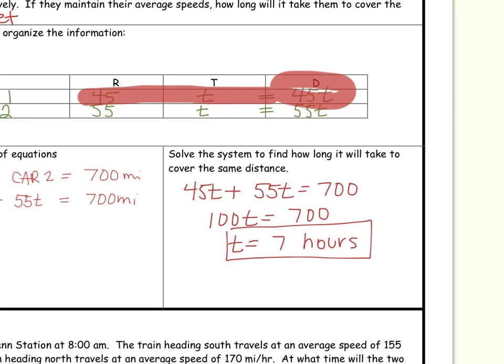The question didn't ask this, but if we want to know how far car 1 and car 2 drove, we know that car 1 is 45t and the time was 7 hours, so car 1 covered a total distance of 315 miles. Car 2's distance was 55t, or 55 miles per hour. Car 2 also traveled for 7 hours for a total of 385 miles. And if we add 315 and 385, we get a total distance of 700 miles.